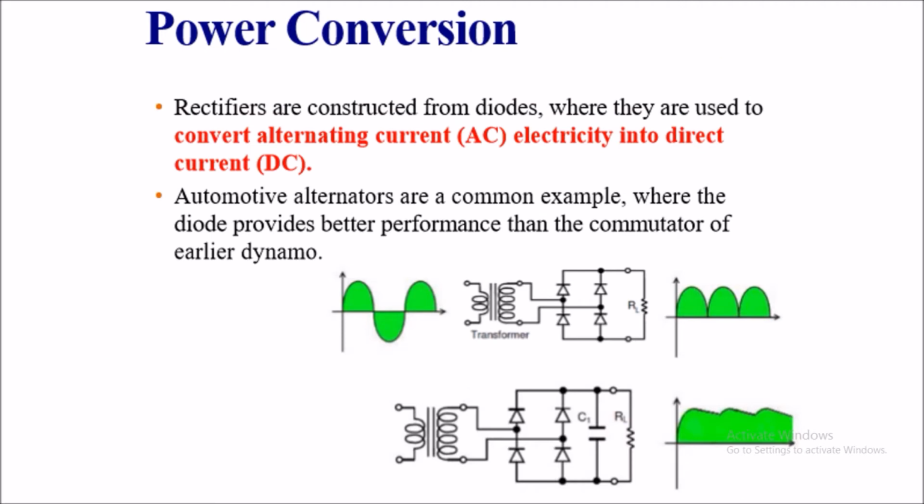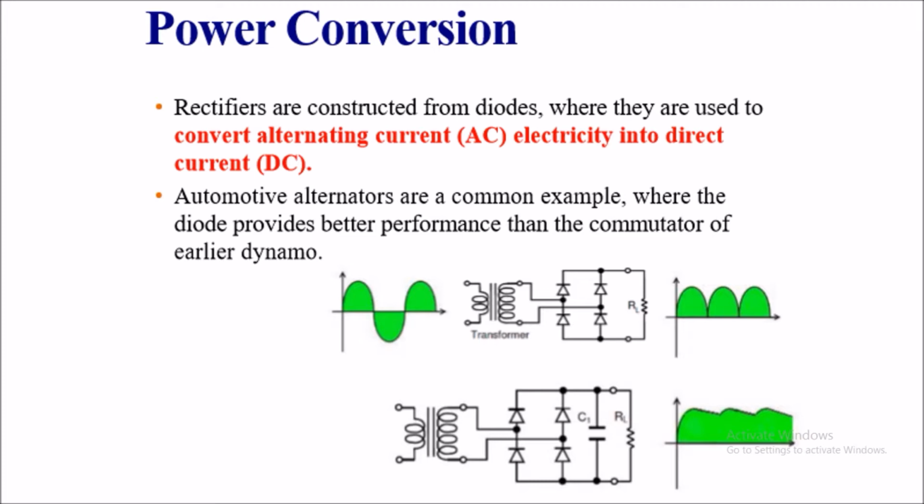Power conversion: rectifiers are constructed from diodes, where they are used to convert alternating current AC to direct current DC. Automotive alternators are a common example where the diode provides better performance than the commutator of the earlier dynamo. As an example here, the input sine wave alternating current goes to a step up transformer, then the rectifying bridge and the load, and the output is rectified, shown in green at the right hand.